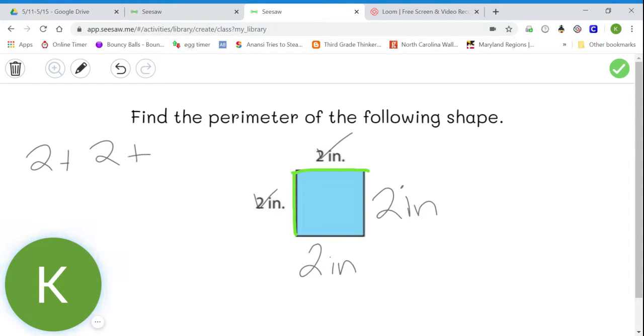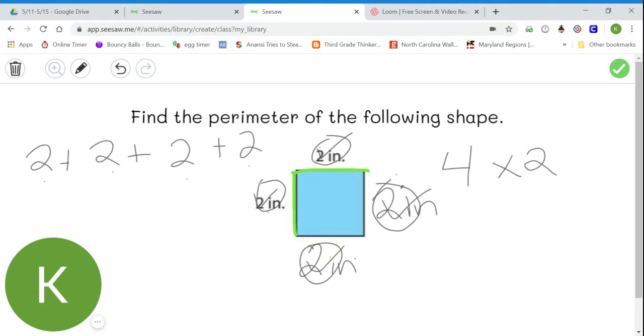You'll notice that I'm checking off the numbers as I add them in order to keep track of them. So I only have 2 inches, and last one, 2 inches. 1, 2, 3, 4. Should have 4 2s because there are 4 sides. Now, because this is such a special shape, I can also do 4 times 2 because there are 1, 2, 3, 4 2s here.